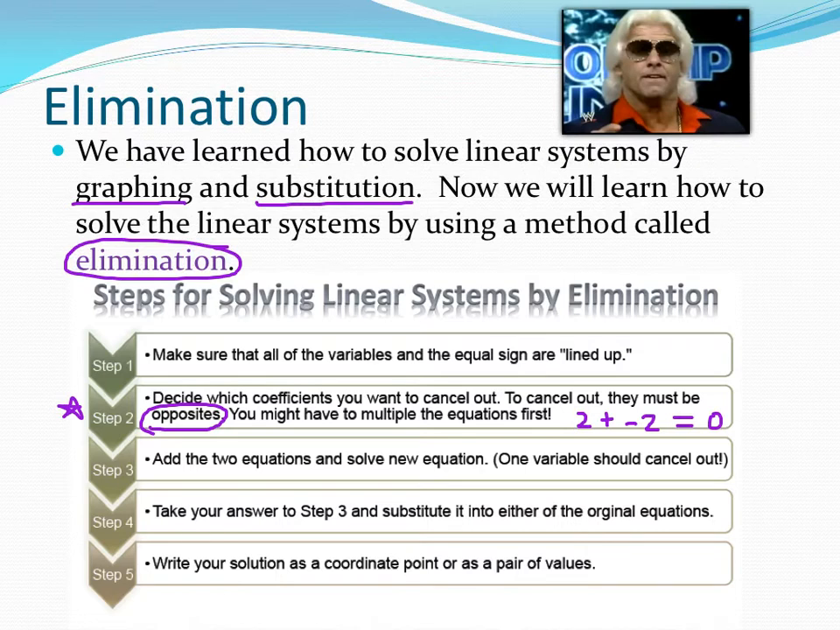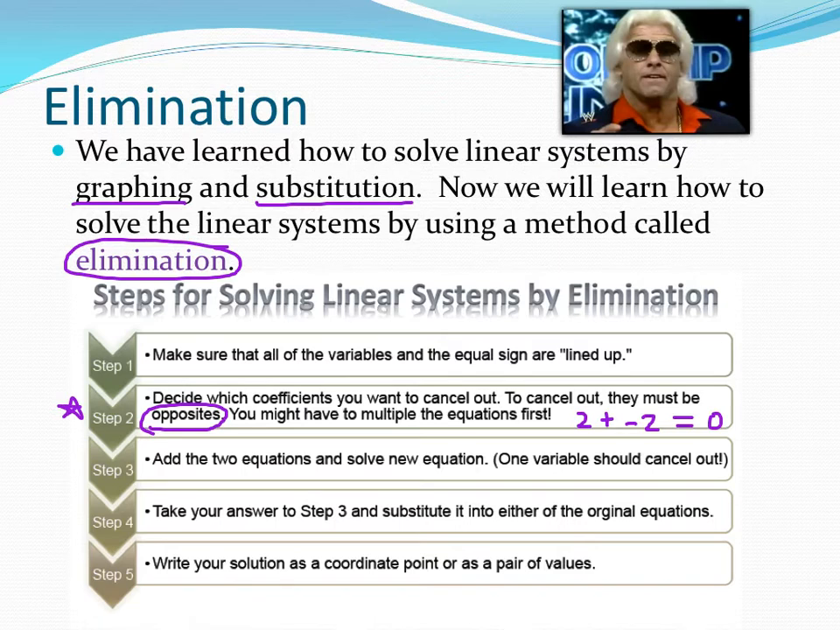Okay? So we are going to try and see if we can get one of the variables to cancel out by making them opposites. So we're going to first determine are two of the coefficients already opposites that we can easily eliminate, or do we have to do some sort of manipulation to get one of the variables to be opposites? Then what we're going to do is we're going to add, step 3, add one equation to the other.